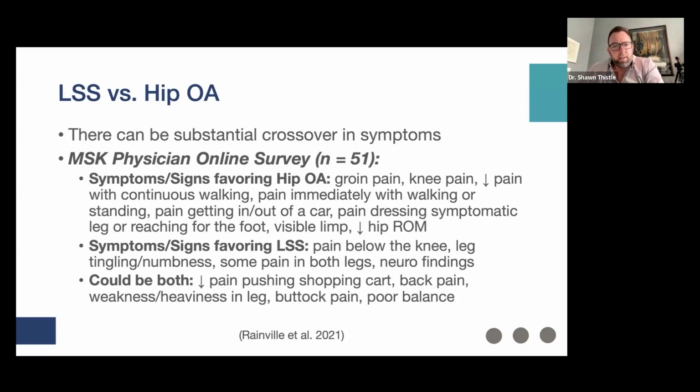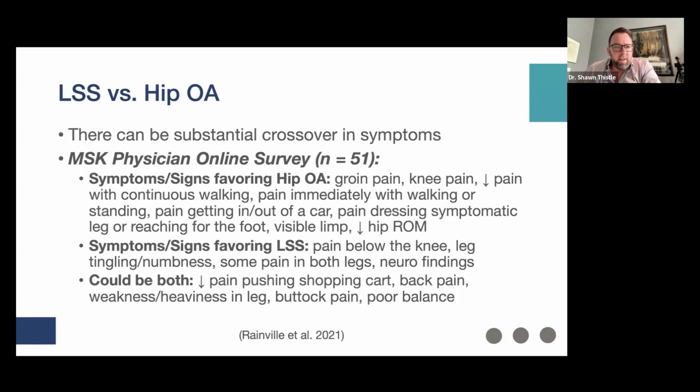Hip OA, as I've talked about on prior webinars, and I'll probably do a webinar on hip OA at some point, is worth a chat. They can have groin pain, knee pain. They generally have reduced pain symptoms with continuous walking versus lumbar spinal stenosis that gets a bit worse with walking. Then they have to change their position or rest.